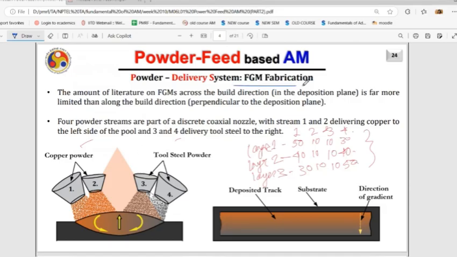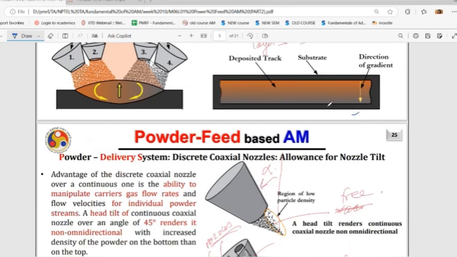Next is the FGM fabrication. FGM is functionally graded material. That means if you have a part like this, you have some property at the bottom, a different type of property at the middle, and a completely different property at the top. Or you have different properties on the right-hand side and the left-hand side. So how can you achieve this property change?